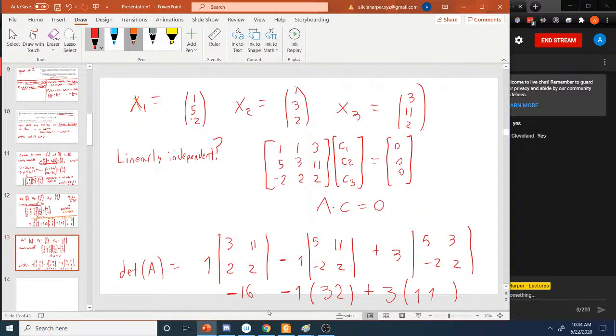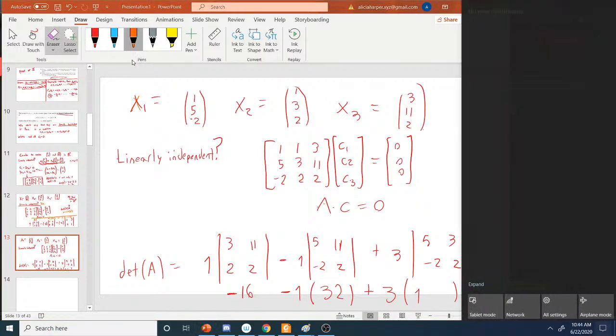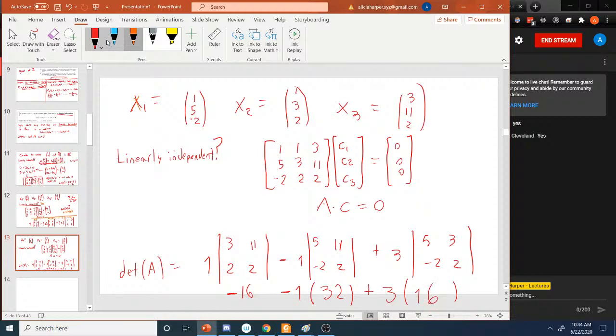Now, did I do this right? Oh, no, I'm sorry, this is 16. 5 times 2 is 10, plus 6 is 16, so plus 3 times 16 is going to be equal to 0. So the determinant of this matrix is 0. So this equation has a non-trivial solution. So these three vectors are in fact linearly dependent. So no, they're not linearly independent.